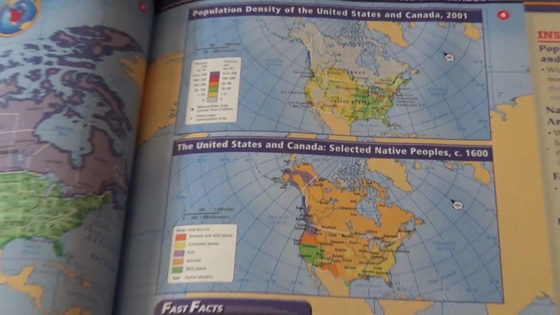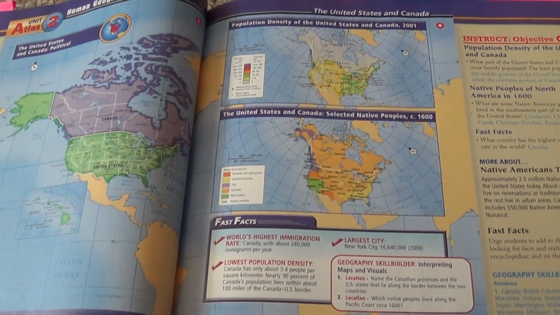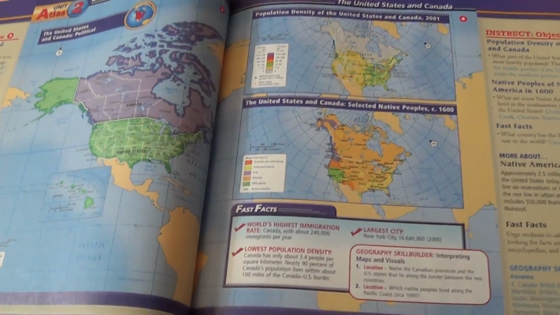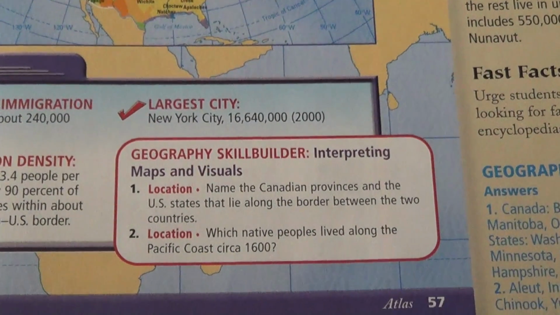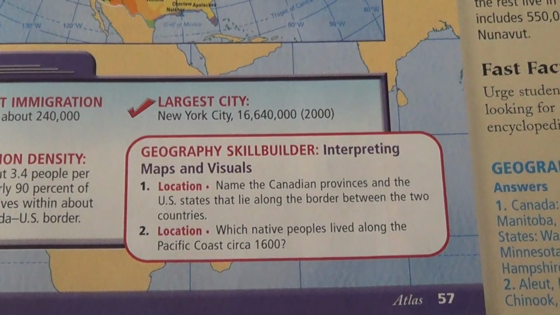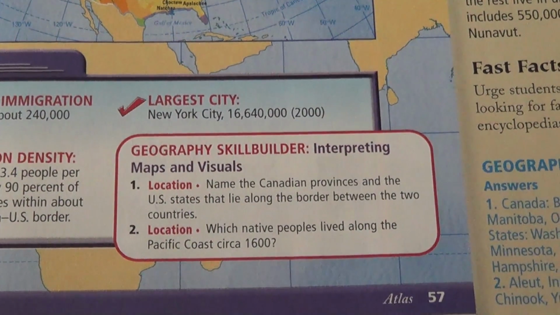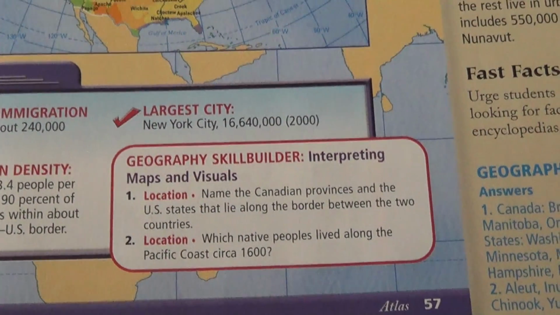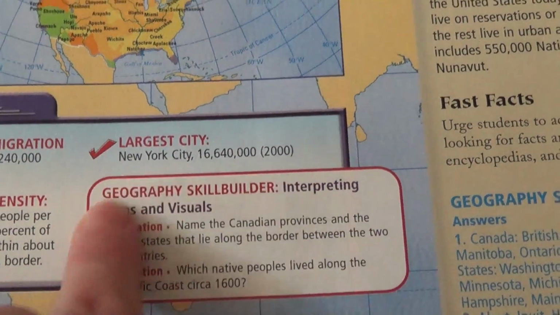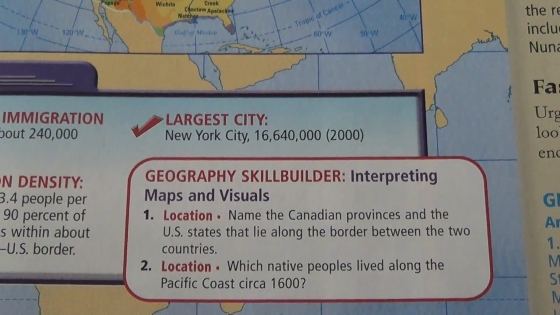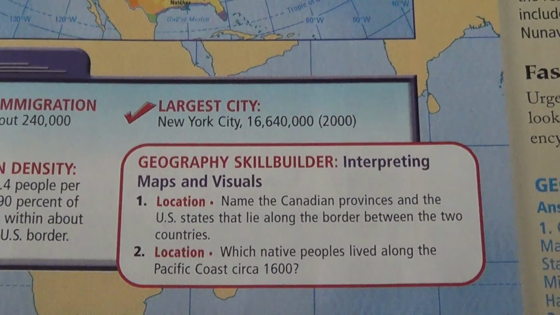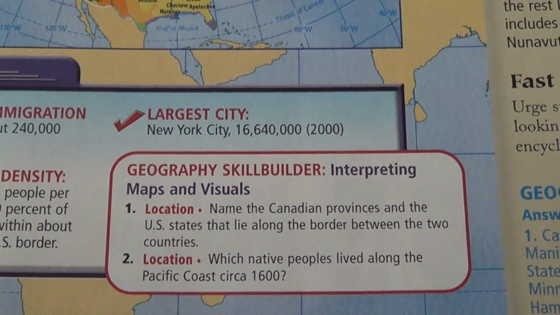So you have this unit atlas, and on these unit atlases they have geography skill builders. Actually, geography skill builders can be found throughout the book, not just in the unit atlas. We use these geography skill builders a lot. They are found in a red box, and they do say geography skill builder in red. This specific one is on page 57, and it is one that would go along with these maps here on page 56 and 57.